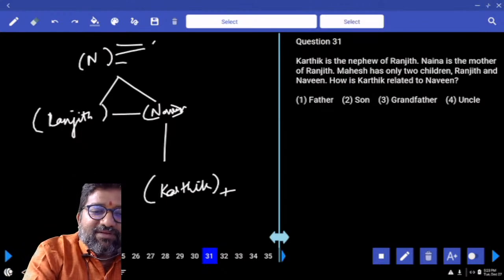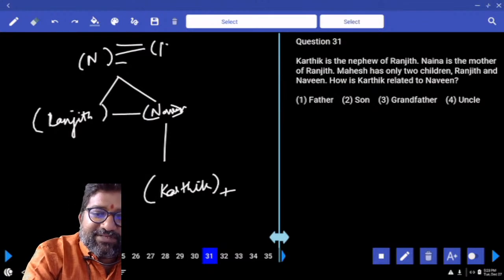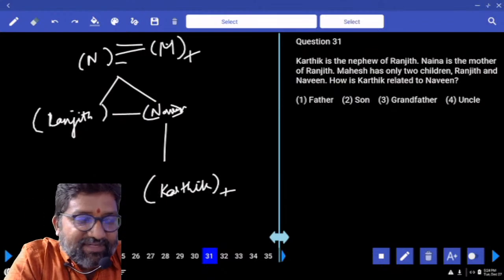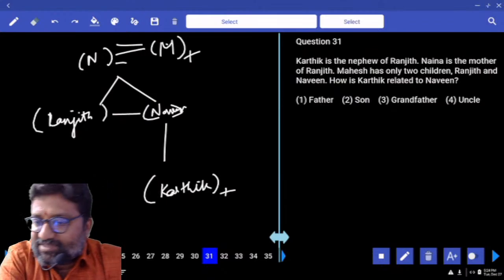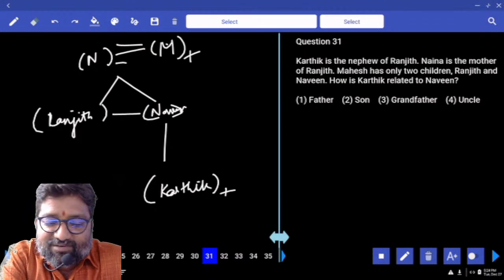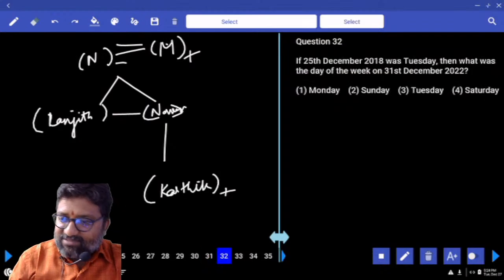Already Naina is the mother, so this one is Mahesh. Mahesh becomes the father, of whom? Of Ranjit and Navin. What is the question here? How is Karthik related to Navin? Come on, pretty easy. How is Karthik related to Navin? You can answer it, son.